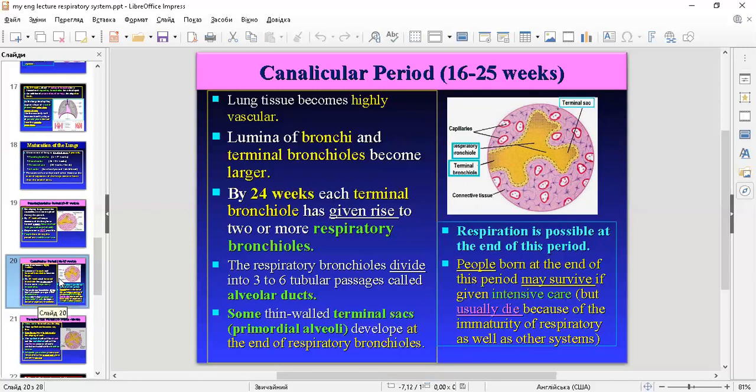Respiration is possible at the end of this period. People born at the end of this period may survive if given intensive care, but usually die because of the immaturity of respiratory as well as other systems.